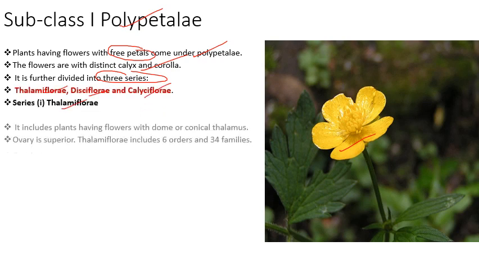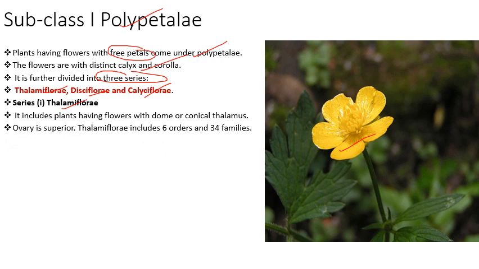Series 1 is thalamiflory. It includes plants having flowers with dome or conical thalamus. जो thalamus है, that is the basic part of the flower, जिसके ऊपर floral parts होते हैं. This is also known as receptacle. इसे टोरस भी कहा जाता है. ओवरी इस केस में होती है सुपीरियर. जो थैलेमिफ्लोरी it includes 6 orders and 34 families. इसके 6 ऑर्डर्स हैं और 34 फैमिलीज हैं.